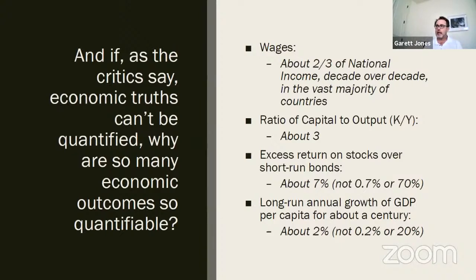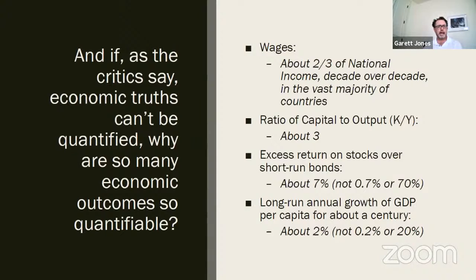But if you can't ever predict what's going to happen, why is there so much predictability? Why is it that decade after decade, across the vast majority of countries, wages are about 2/3 of income? Which constantly evolving spontaneous order would keep landing at that number? What's up with that?